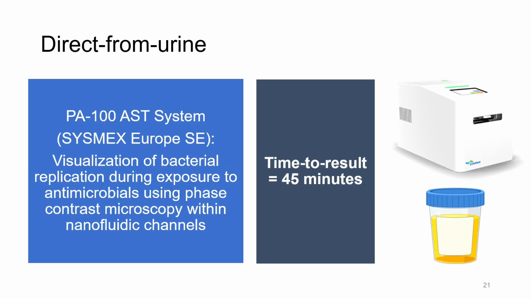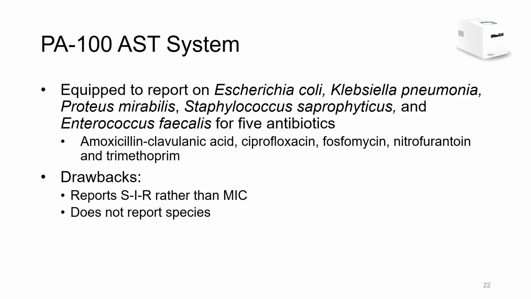Okay, so here's an example of one technology approved in Europe. It takes urine specimens and uses advanced imaging techniques when the urine is combined with antimicrobials to look at bacterial growth, and it has a super fast time to result: 45 minutes. And the actual result it gives is just susceptible or resistant. It doesn't actually tell you the species, but it's equipped to handle 5 different bacterial species and 5 different antimicrobials.